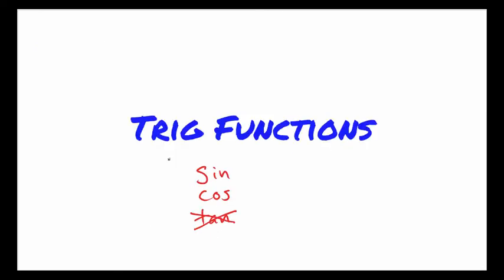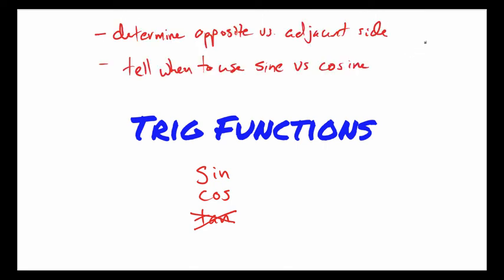Okay, so I hope that at least gave you the basics, if you didn't have it already, of the functions sine, cosine, and tangent. Well, mostly sine and cosine. You should be able to determine the opposite versus the adjacent side given a triangle and an angle. And you should also be able to tell when to use the sine versus the cosine function on a triangle, right? Not actually solve it, we're going to do that in class, but just when to use it.